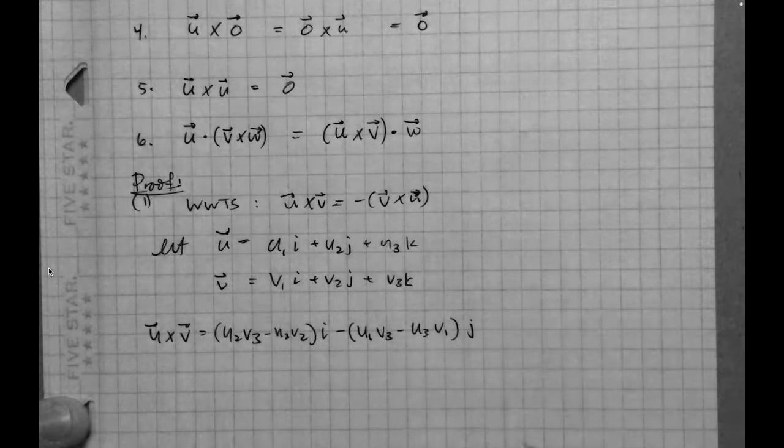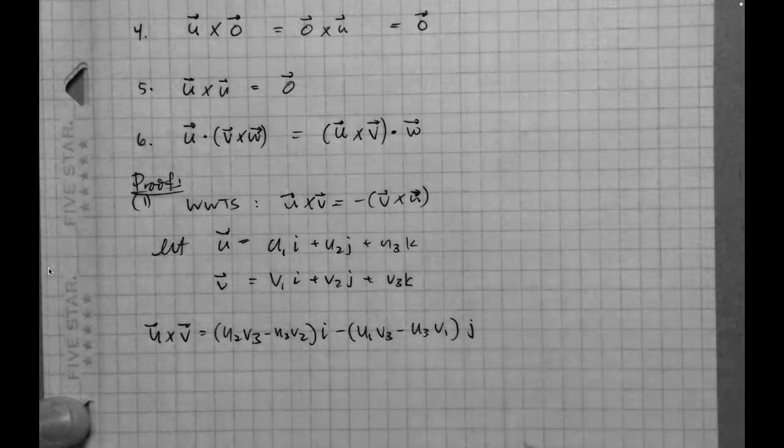And then let's do the opposite direction, v cross u. All right, in this case, it's v2 u3 minus v3 u2 i minus v1 u3 minus v3 u1 j, and then the last one is v2 u1 minus v1 u2 k, right? So you've got those two.